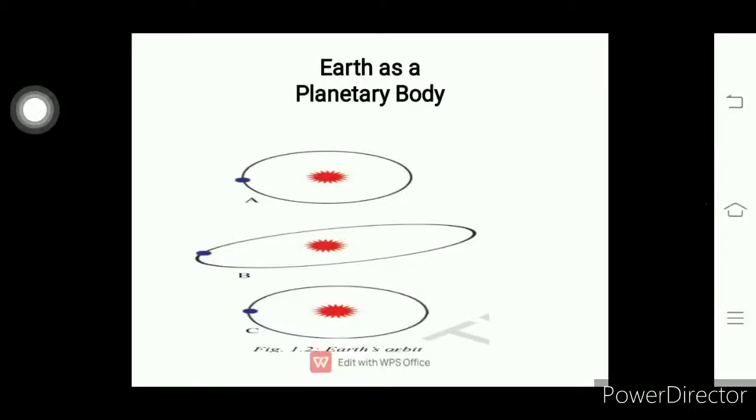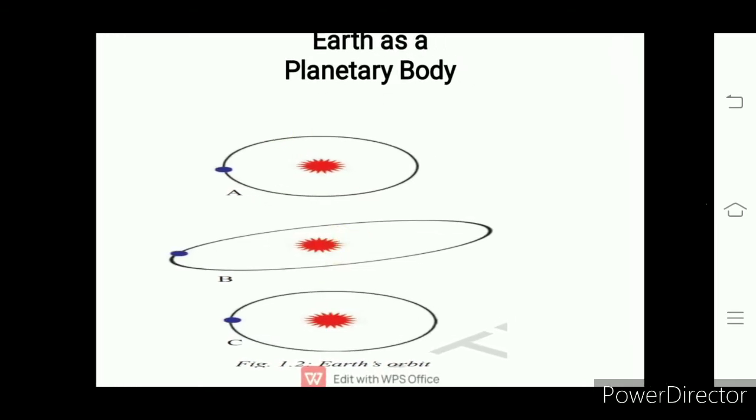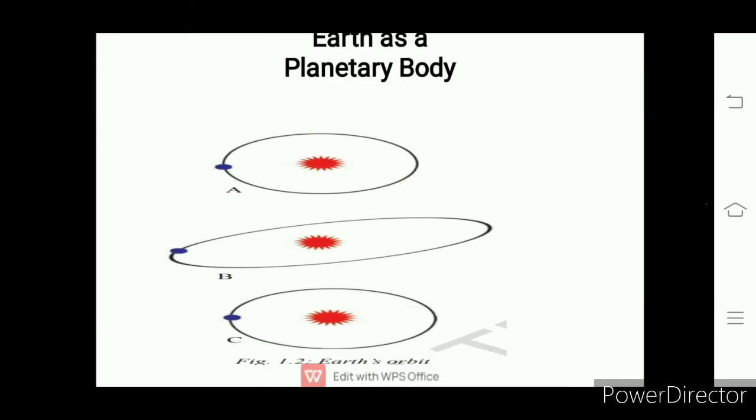Today we are going to study Earth as a planetary body. Dear students, look at here. There are three figures given, right? You know that Earth is rotating on its own axis, or not?